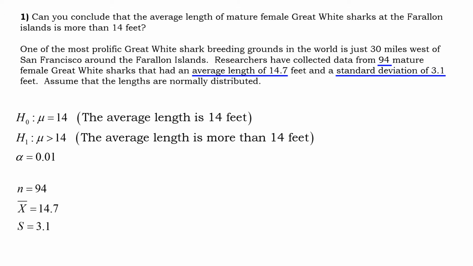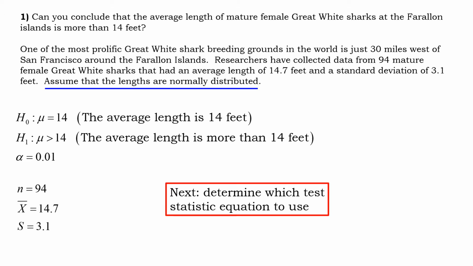So from the sharks we've seen, we have some evidence that makes us believe that the average overall for the entire population might in fact be greater than 14 feet. Okay, now we've already chosen alpha. Alpha is 0.01. The next thing we need to do is choose our test statistic, the equation we're going to use. And in that process, it's important that we note here, we're told to assume that the lengths are normally distributed. So when we go to determine which equation we're going to use, we take a look at our formula sheet.